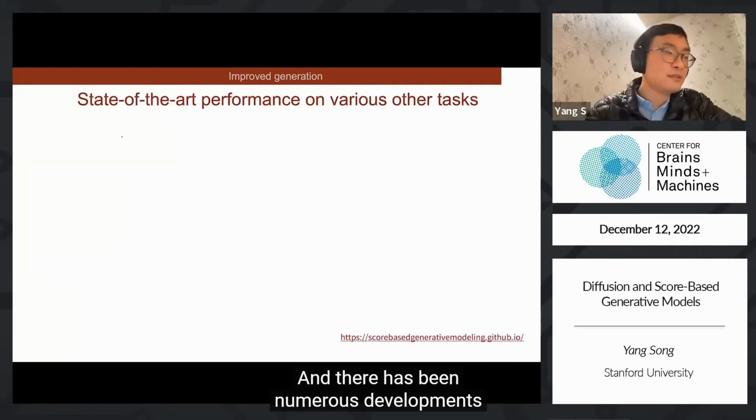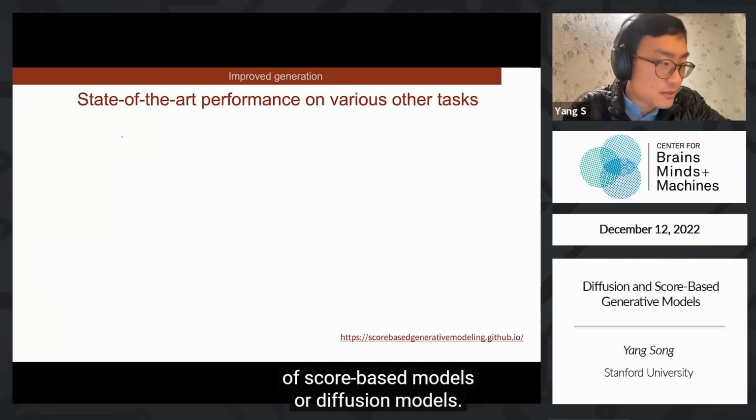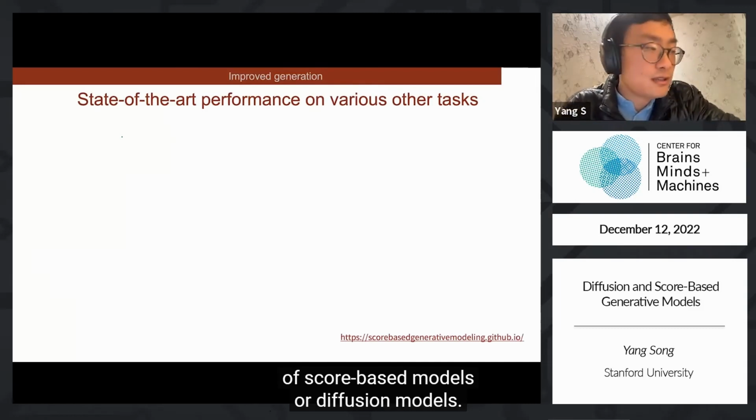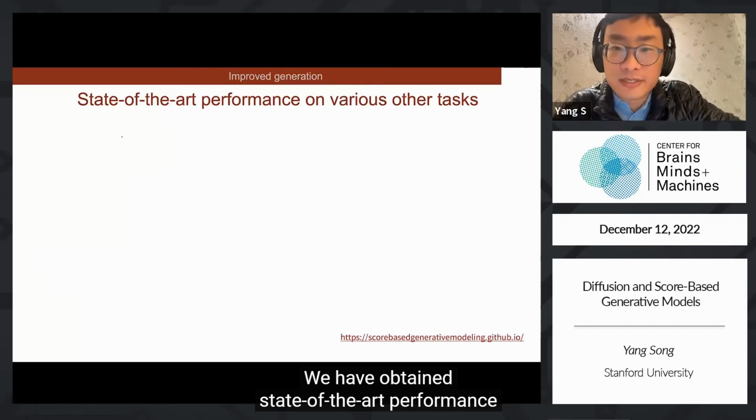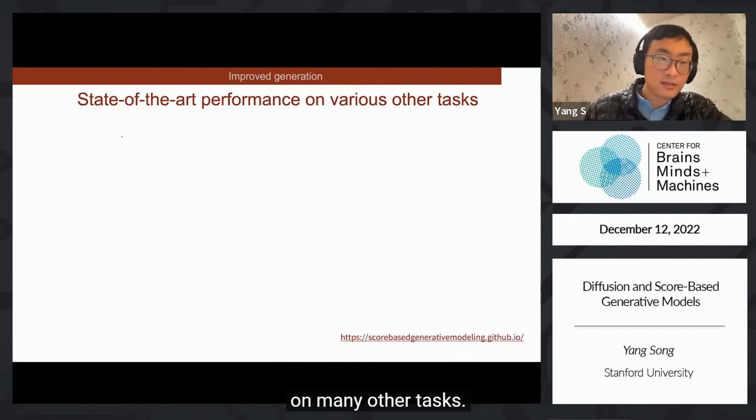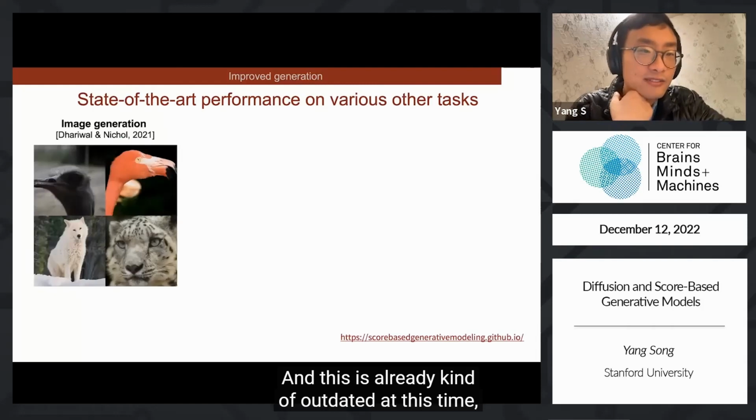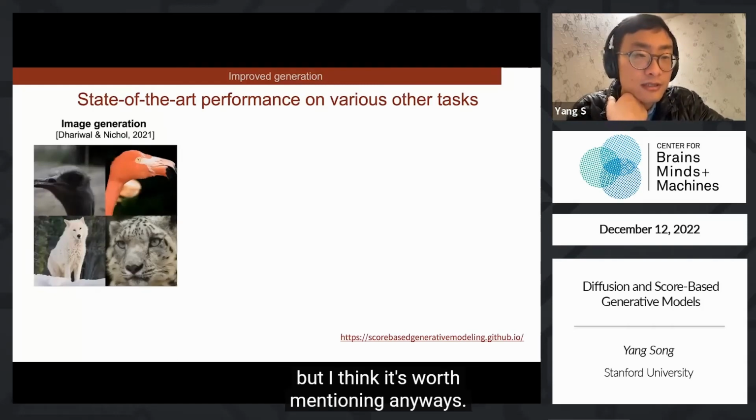And there have been numerous developments of score-based generative models or diffusion models. They have obtained state-of-the-art performance on many other tasks. And this is already kind of outdated at this time, but I think it's worth mentioning anyways.